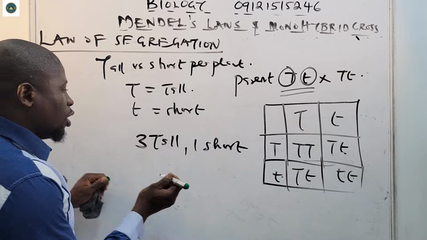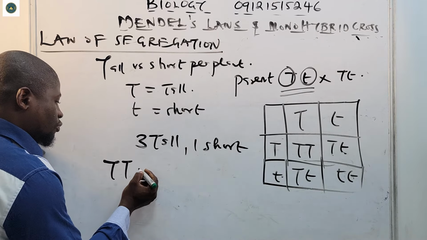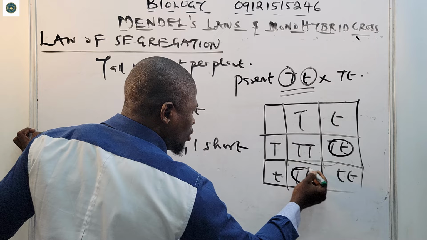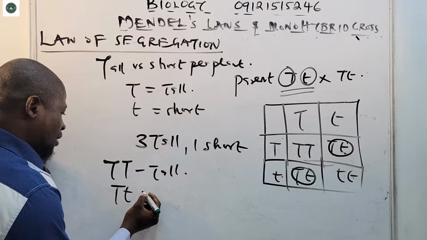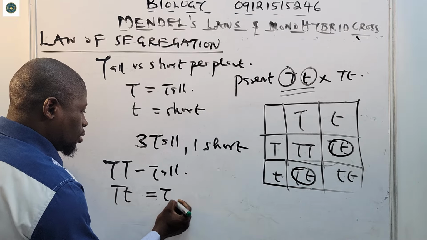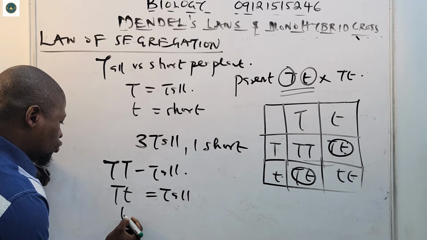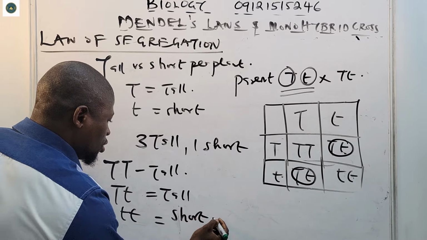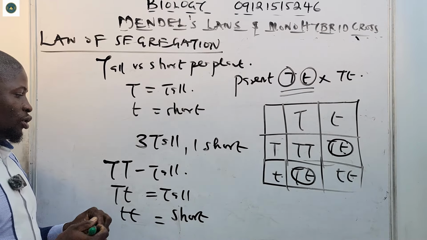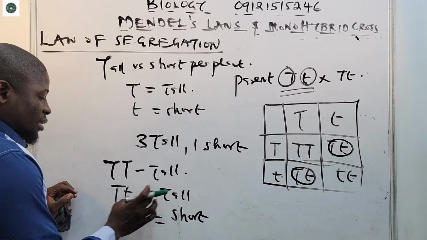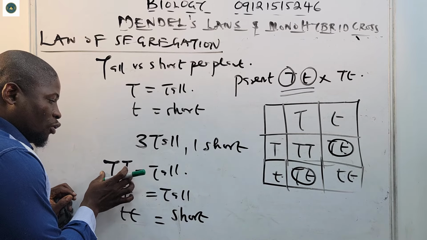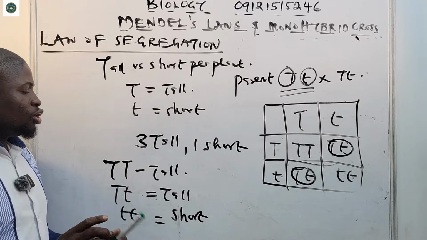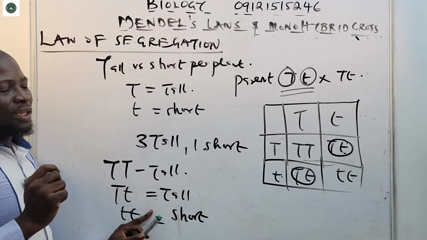So the baby could be tall, which is TT tall, or the baby could also be Tt tall. This genotype Tt is tall. Or the baby could be short, tt, and this one is short. So the baby could be homozygous tall, heterozygous tall, or pure short. This is what we are seeing.